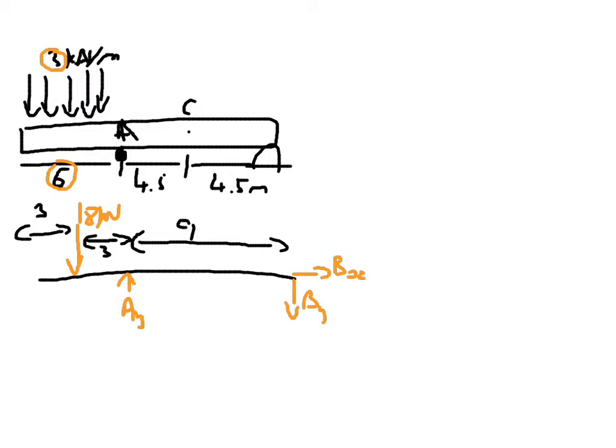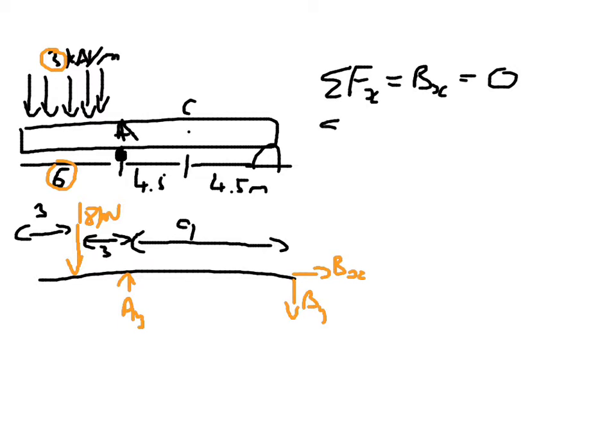So, first thing we can do is we can start to do equations of equilibrium with what we've got. So we can say the sum of the forces in the X equals Bx equals 0. And you can see that because there's no other forces acting in the X direction. We can also take moments about point A to find By.